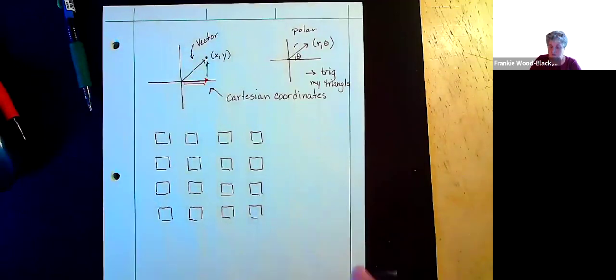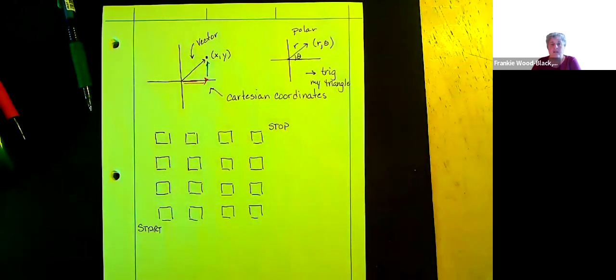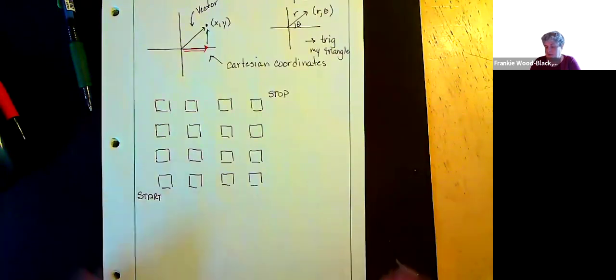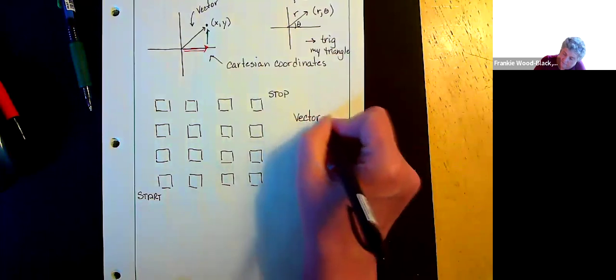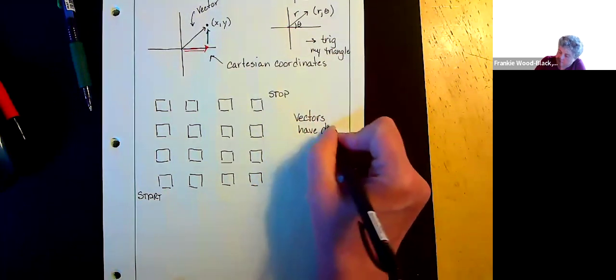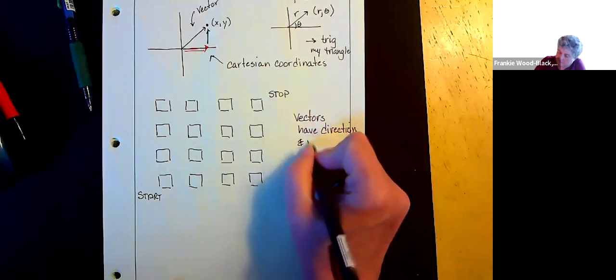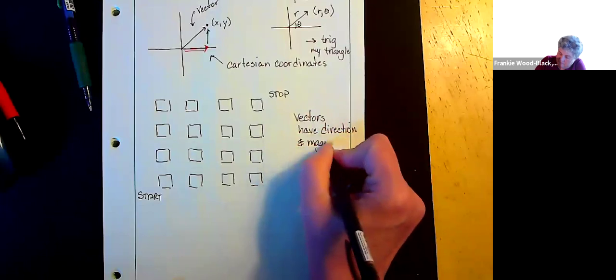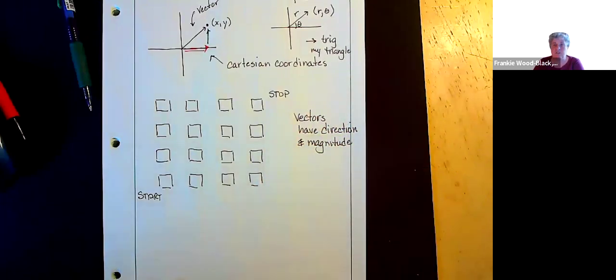All right. So this is my start spot. And this is my stop. Now, we've said vectors have direction and magnitude. So my vectors have direction and magnitude.